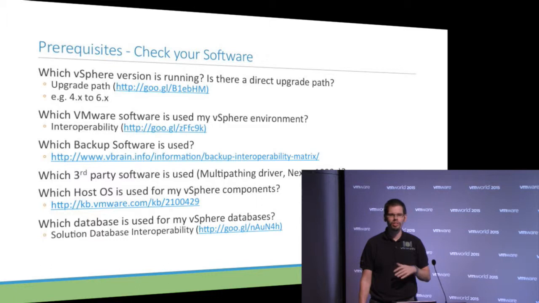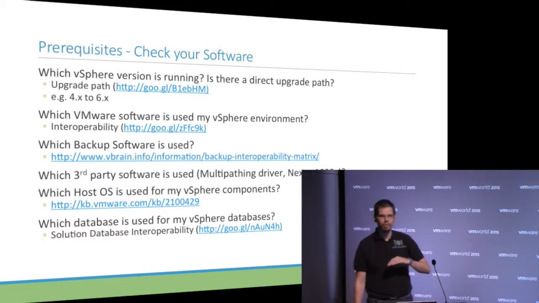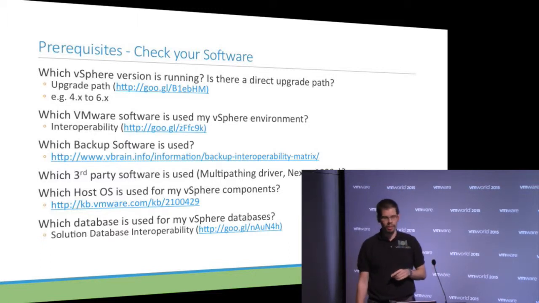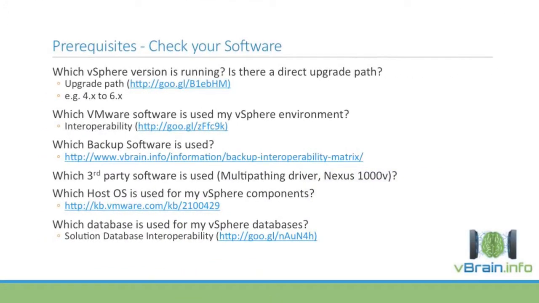Check which other VMware products you are using, for example, View, Operations Manager, or whatever. Check if this software is supported with the vSphere version you will upgrade to. There is a really good interoperability matrix on the VMware side. Check which backup software you are using. I created an interoperability matrix for this problem on my blog, where you can find the most recent backup vendors with the most recent version and at which version which vSphere or Hyper-V version is supported.